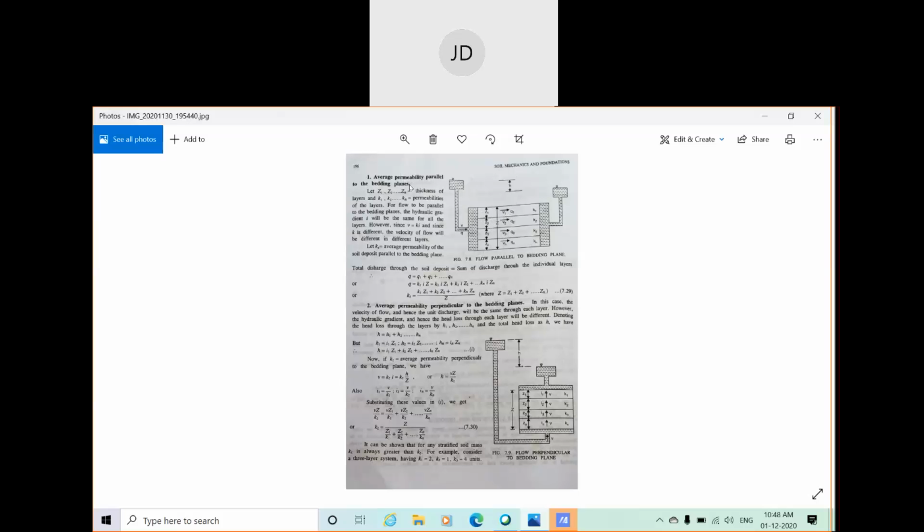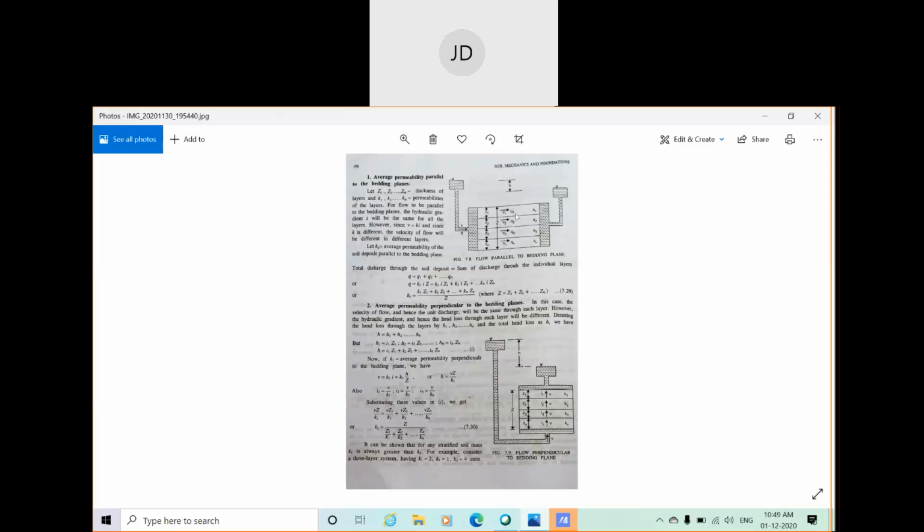This is another important term. Now let Kx be the average permeability of soil deposit parallel to the bedding plane. It is already discussed. Now we can say that the total discharge through the soil deposit must be equal to the sum of discharge through individual layers. Since Q amount of water is flowing through this system, and this Q is distributed through these layers, the total summation of the discharge through individual layers must be equal to Q, isn't it? So it's very simple mathematics, fine.